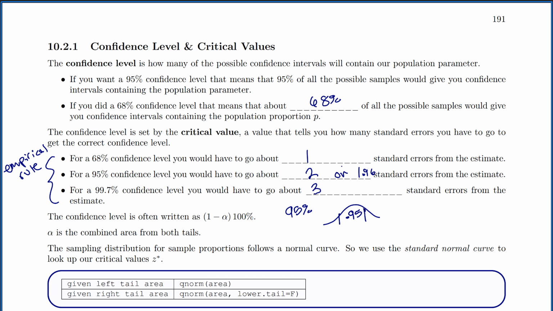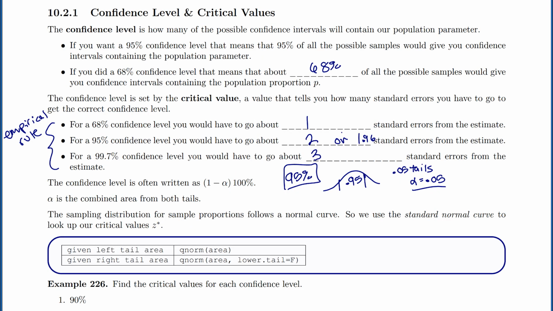0.95 in the middle. And how much would be in the tails? That means 0.95 in the middle, so 0.05 in the tails. So that means alpha would equal 0.05. So you'd write it as a 95% confidence interval, okay? And you'd say alpha equals 0.05.